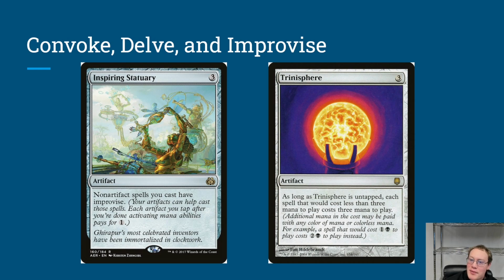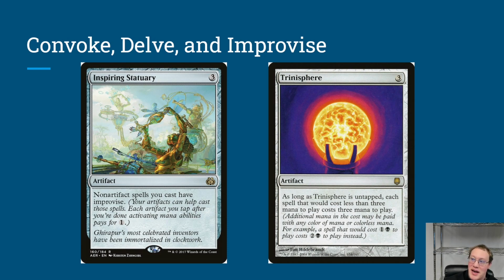So Improvise means it's basically like Convoke, except your artifacts are what you're tapping in order to help pay for your cost. So we'll say that we have this Inspiring Statuary out, and also a Trinisphere. So I'm going to control both of those, and maybe I want to play some non-artifact spell that costs, we'll say 3 for fun, for the purposes of this question.